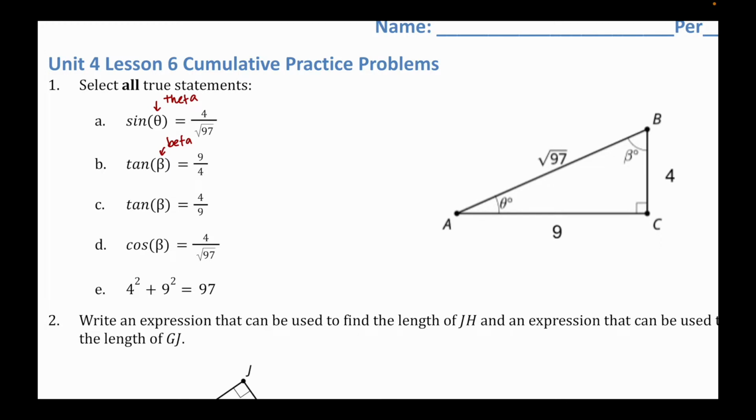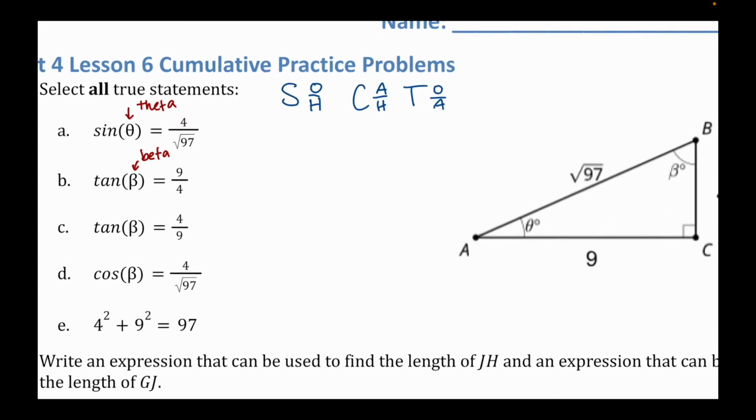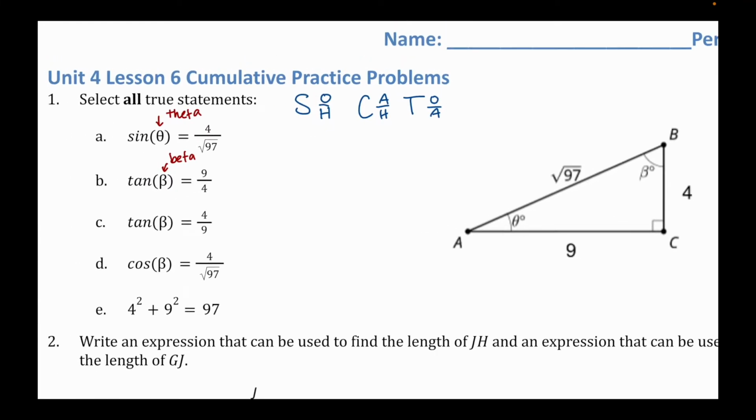So we want to look for sine of theta, and we know that these follow SOHCAHTOA. One of the ways you can write SOHCAHTOA, but I also like to write SOH, CAH, and TOA, like this, because that tells me opposite over hypotenuse, adjacent over hypotenuse, and opposite over adjacent for each of these, and the S, C, and T stand for sine, cosine, and tangent.